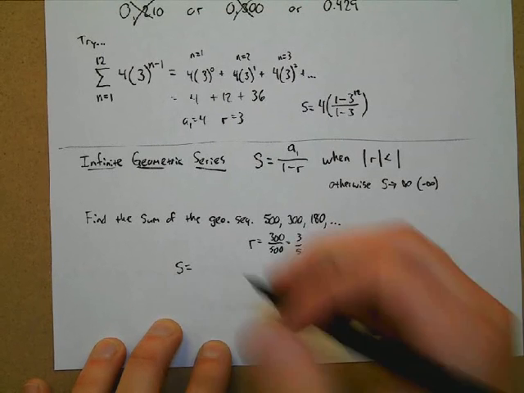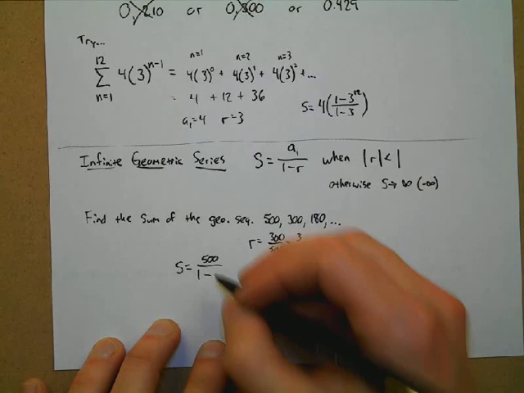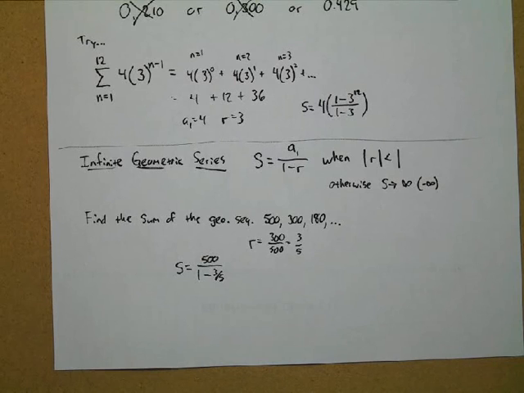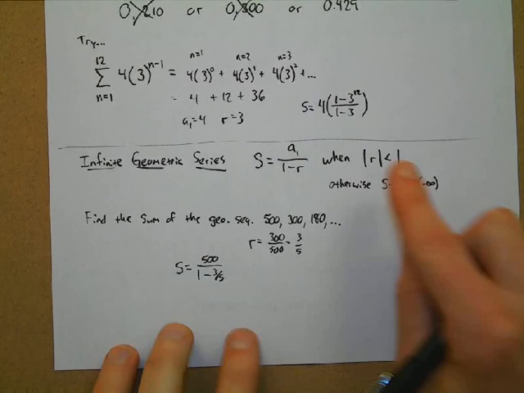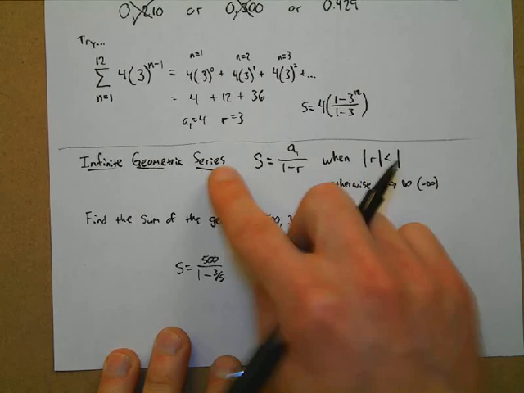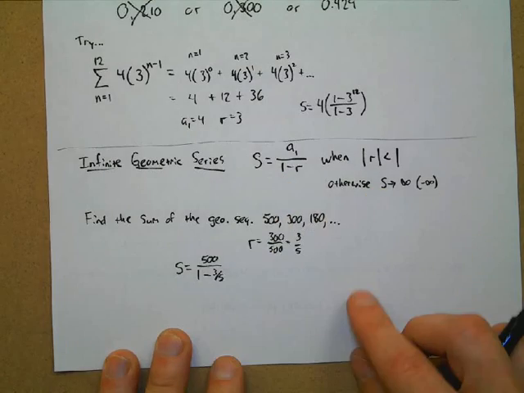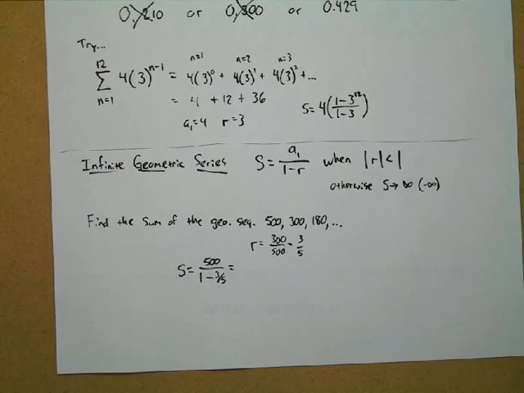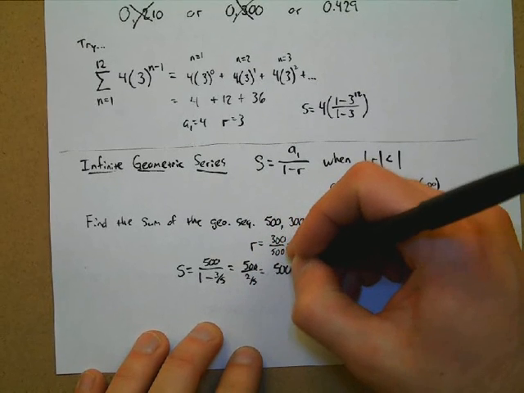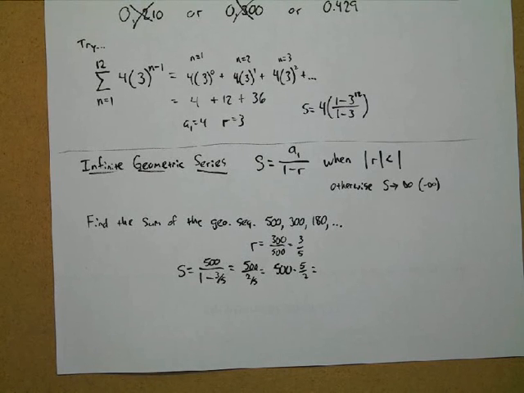So it'll be 500 over 2/5, which is the same thing as 500 times 5/2. Instead of dividing by 2/5, you multiply by the reciprocal, 5/2. Then 500 over 2 simplifies to 250, and 250 times 5 would be 1,250. And so there it is. There's your sum. You're adding up an infinite number of things and getting a finite value.